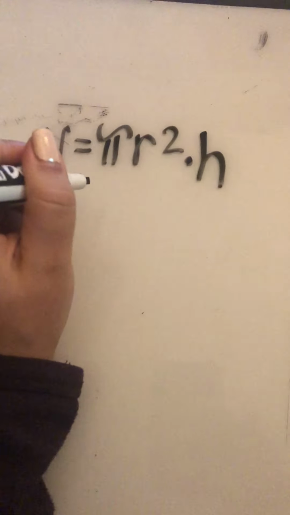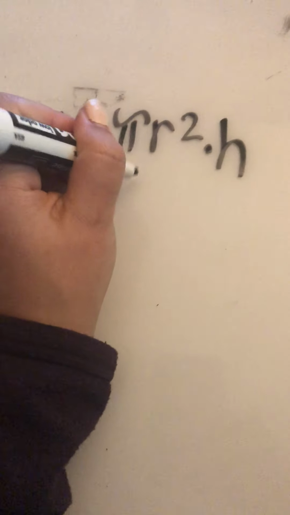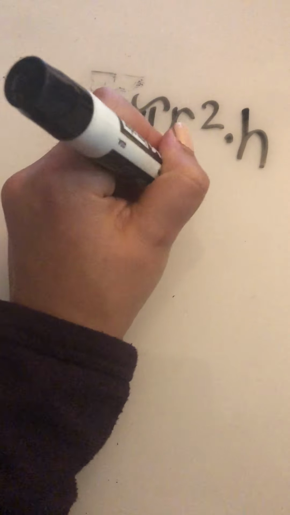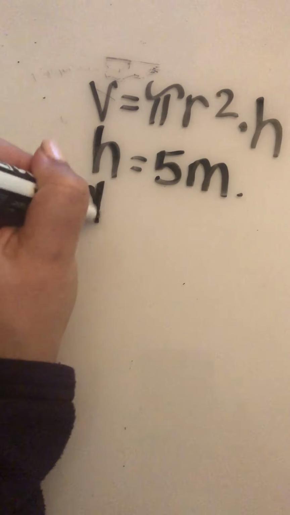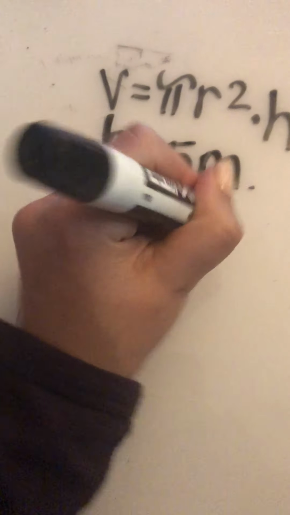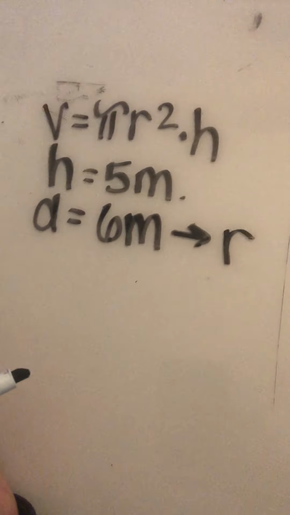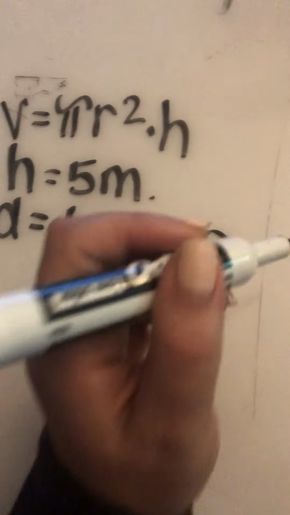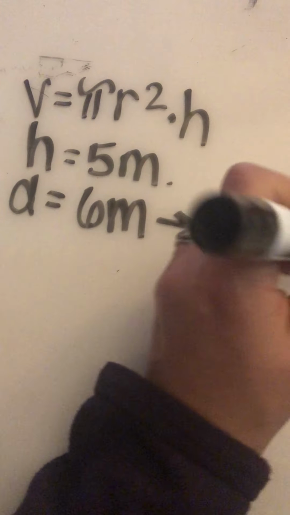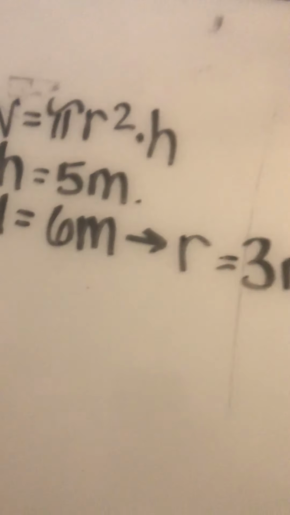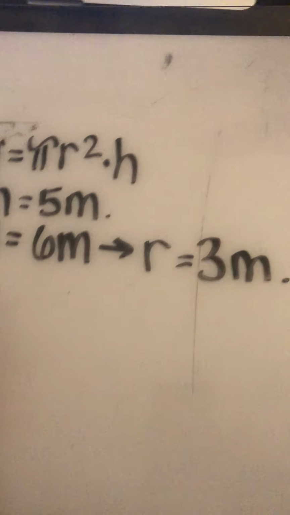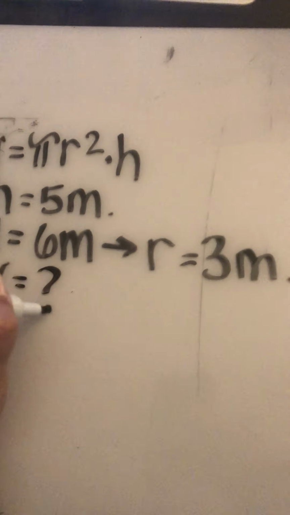So we know we're going to use this formula, V equals pi r squared times the height, right? We know that we have a height of 5 meters, and we also have a diameter of 6 meters. But I'm going to write what that would be as a radius. So since our diameter is 6, I know that our radius would be 3 because half of the diameter equals a radius. Okay, and we are looking for the volume.